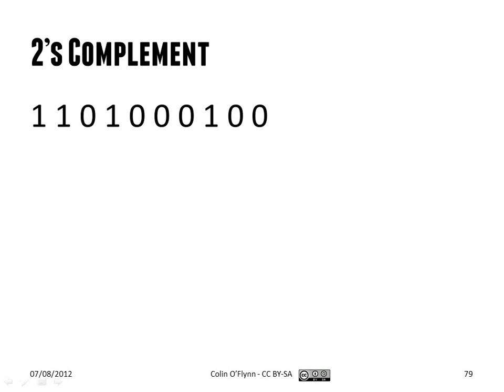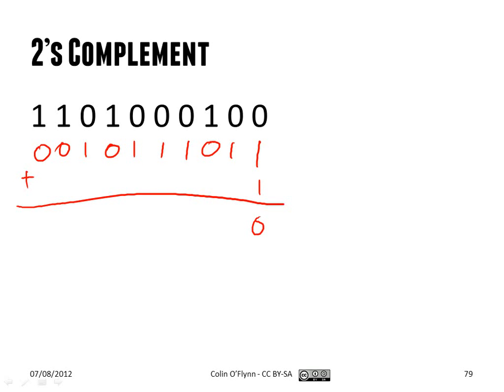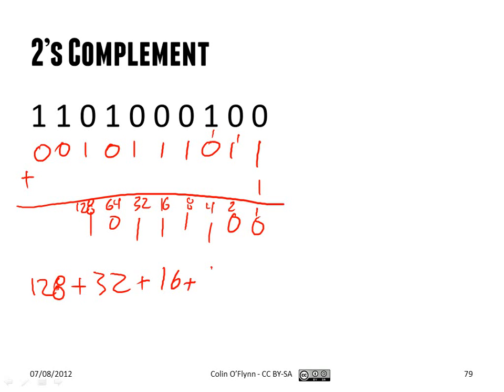I'll use the invert and add because I feel like it's harder to screw up. So you do that. We'll add 1. And then you convert this number to decimal. So we can say, for example, this is worth 1, 2, 4, 8, 16, 32, 64, 128. So you'd say, okay, this number is worth 128 plus 32 plus 16 plus 8 plus 4.